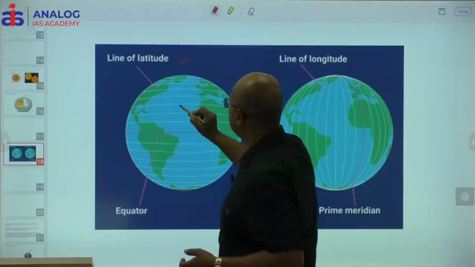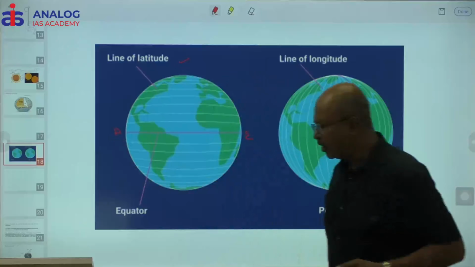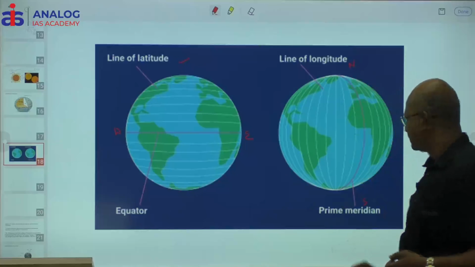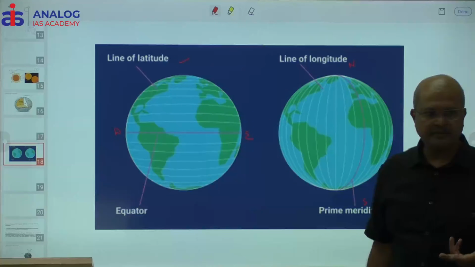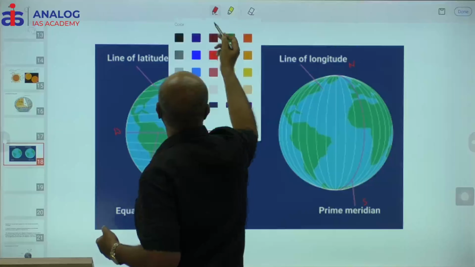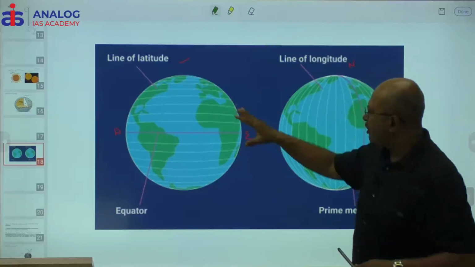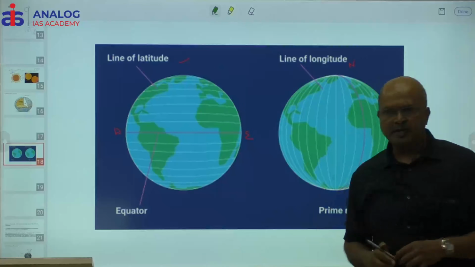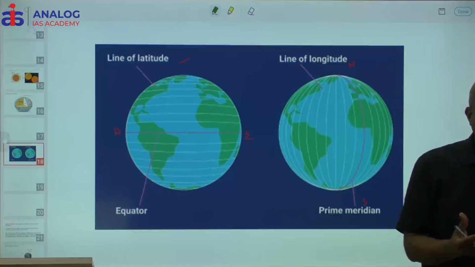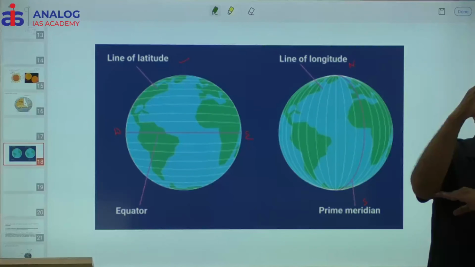Latitudes are the lines which are drawn, and longitudes are the lines which are imaginary. Many students are confused. When you talk about latitude, they are always expressed in angles. These are the angular distance from the center of the earth. Angular distance from the center.